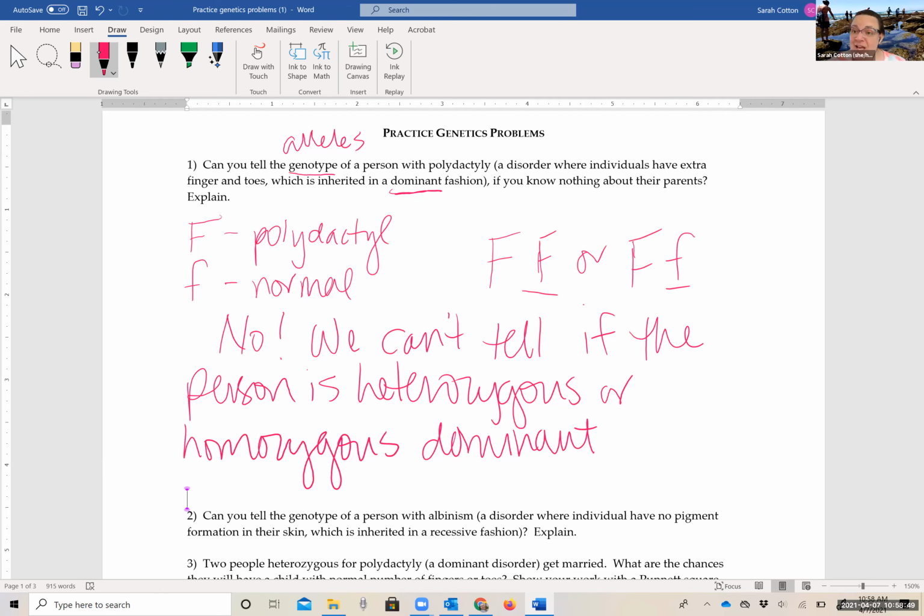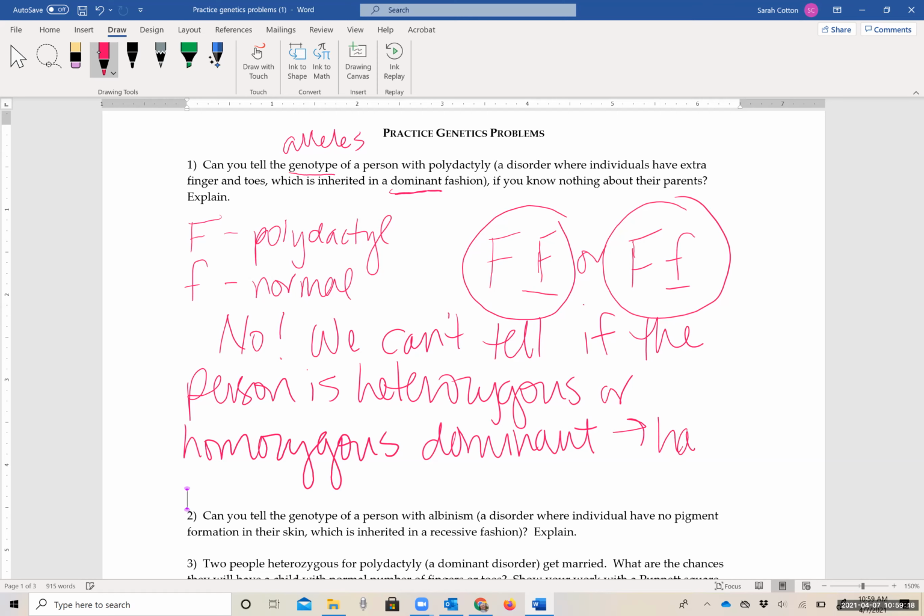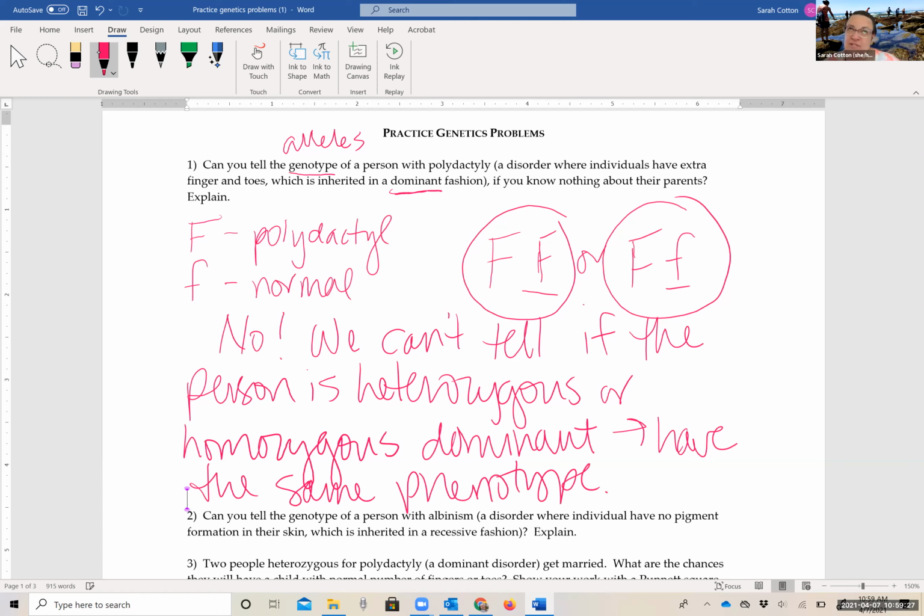So no, we can't tell. And the reason that we can't tell, assuming we don't know anything about her parents, is because there's no way of knowing just by looking at somebody. If somebody was this, they would look exactly the same, right? The reason we can't tell is because those two genotypes have the exact same phenotype. They look the same. I'm using the fancy words because that's what we're supposed to be doing. So they have the same phenotype.